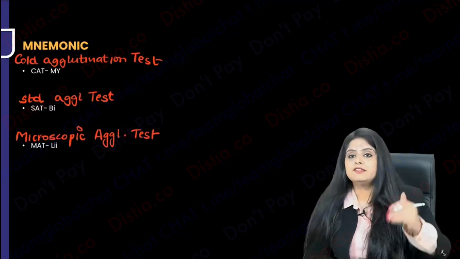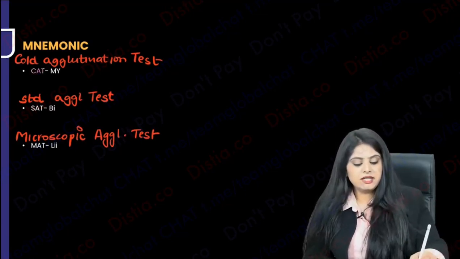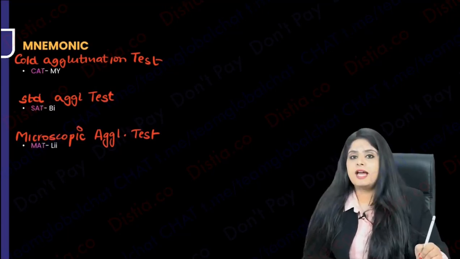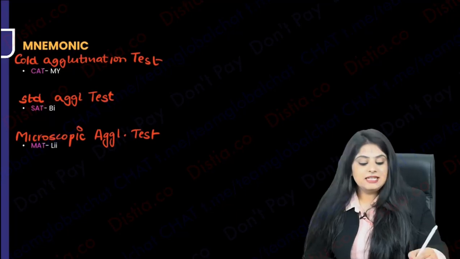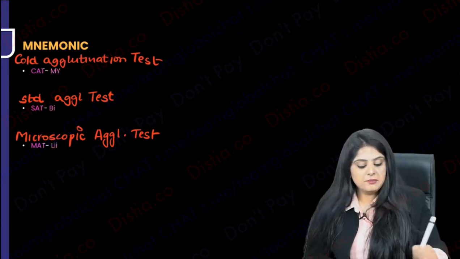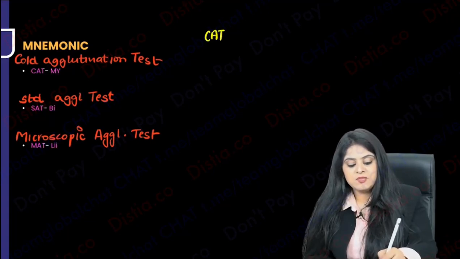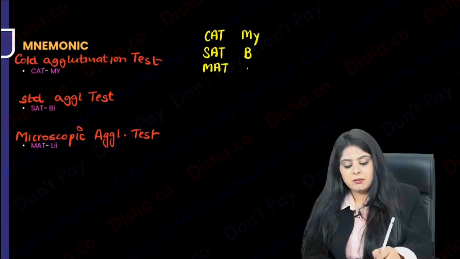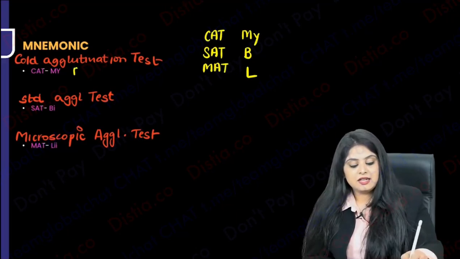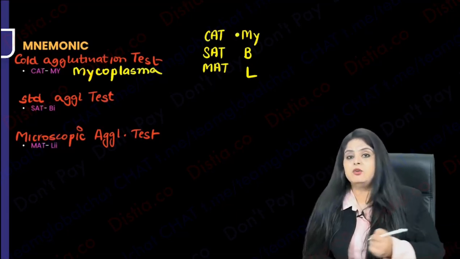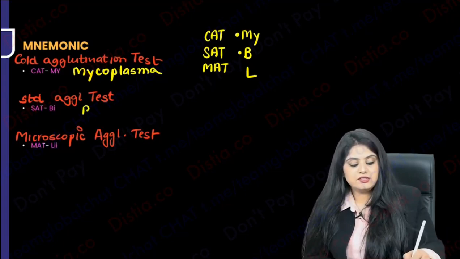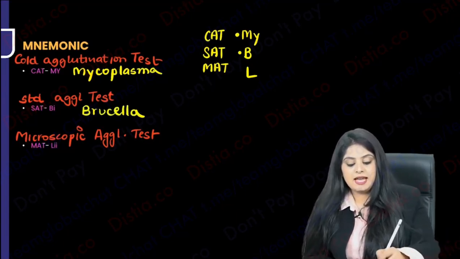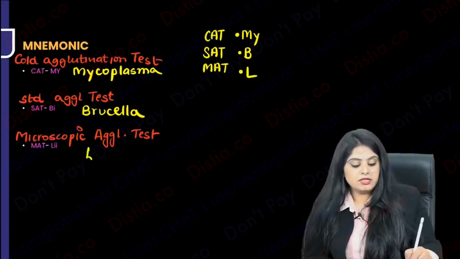So simple. Cat sat on a mat. That is how I have learnt it. Why? Cat sat on a mat. Who is cat? Cat is my billy, right? So you will say these are for organisms, my billy. Every time you get this question in the paper, you will say cat sat on a mat, and cat sat on a mat matlab you are talking about my billy, means the cat is done for mycoplasma. Cold agglutination test is for mycoplasma. Standard agglutination test is done for brucella. And finally, the microscopic agglutination test is done for leptospira.